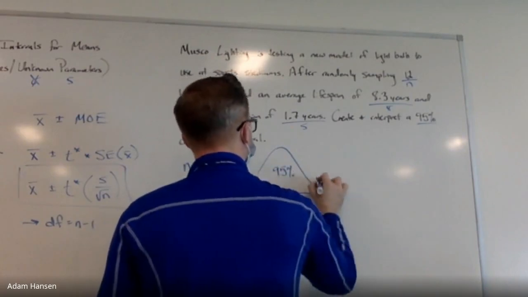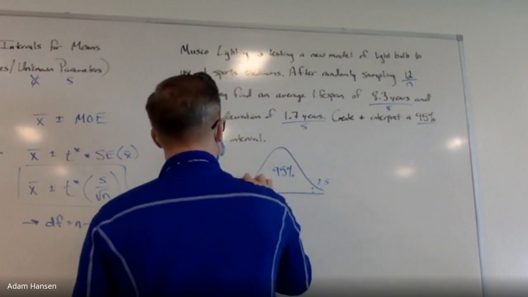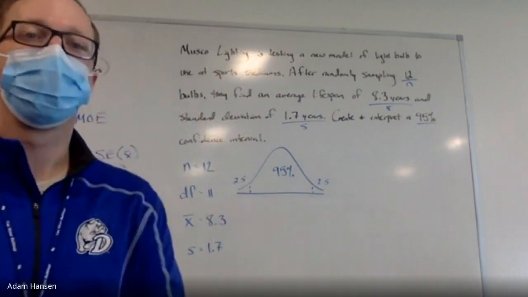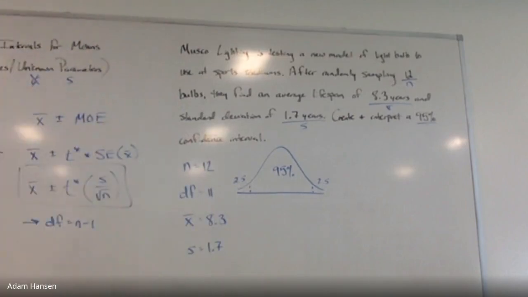That means there's 2.5% in either tail. Look up your t-score chart. What's the t-score that captures 95% of our distribution?